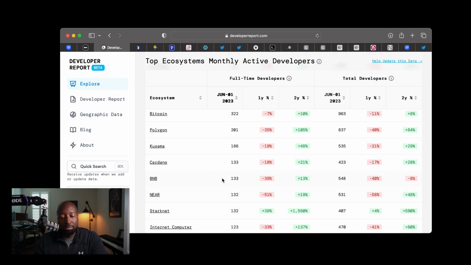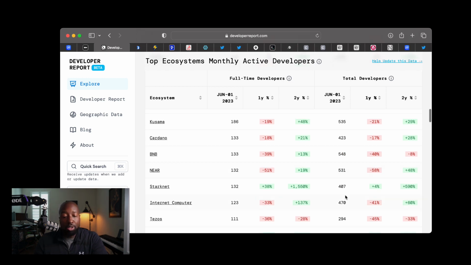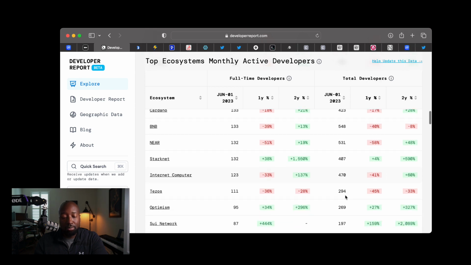I guess in the same realm, you would say ADA, Cardano, 133, BNB, 133, and then you have Nier right there. But then let's look at total developers. Total developers on Cardano is 423, BNB, 548, and look at that, 539 total developers on Nier. Very, very interesting. That's basically what you want to see.